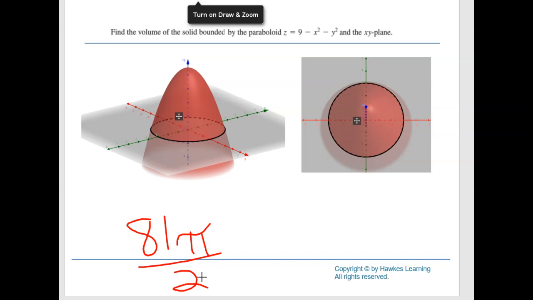But I ended up with nice clean numbers here. I didn't need to do trig substitution. I just ended up with basic power rule and constants. So it made it a much easier integration to do.